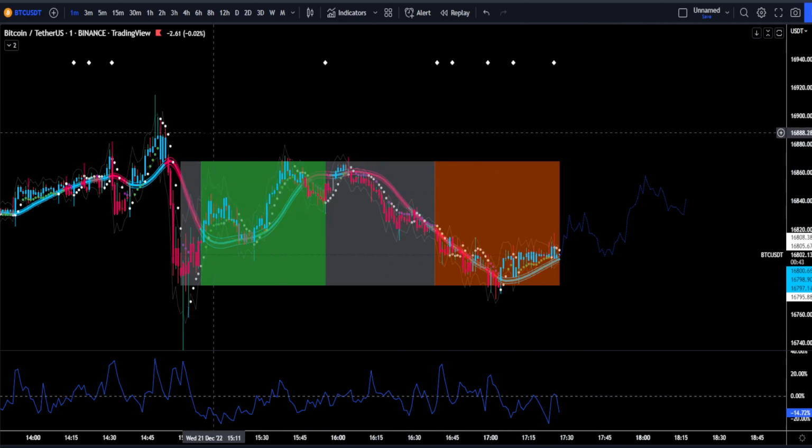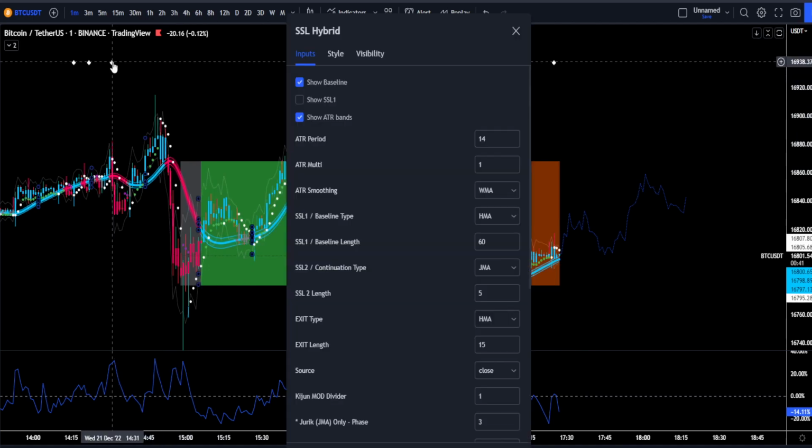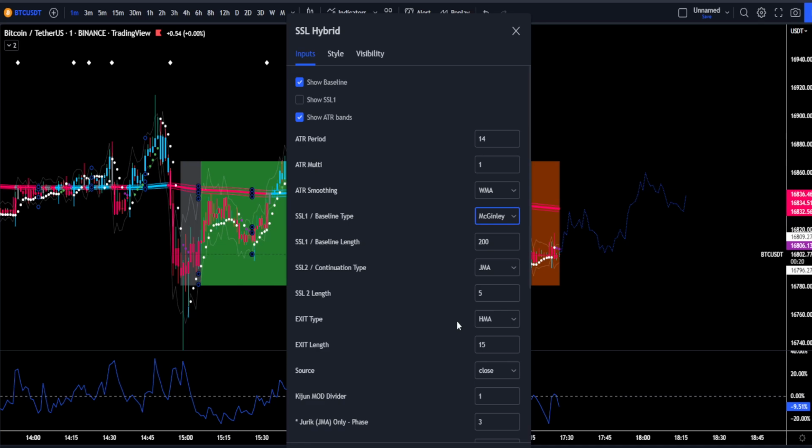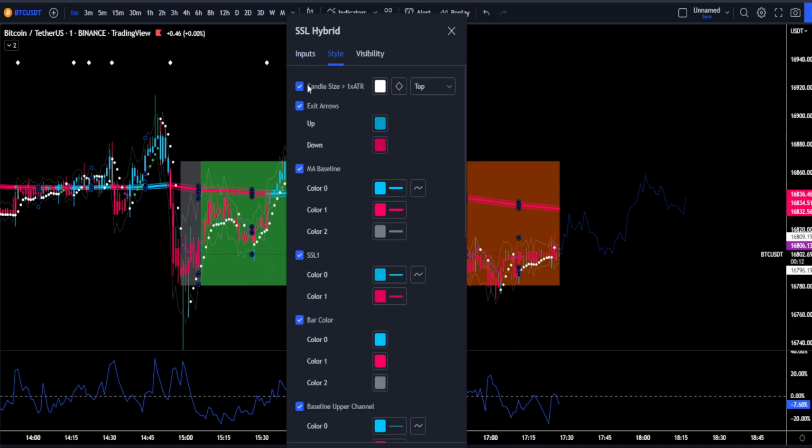So first we will actually double click on our SSL hybrid indicator, and in our input section we will be changing the baseline length from 60 to 200, and after doing that we need to change our baseline type from HMA to McKinley. This is a type of moving average that was designed to track the market better than any existing moving average. Now we're going to need to move over to our style section, and we'll be unchecking everything but MA baseline and our bar colors.